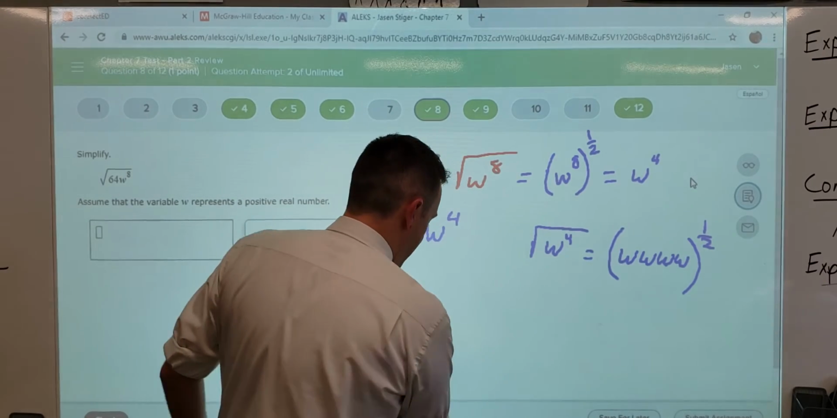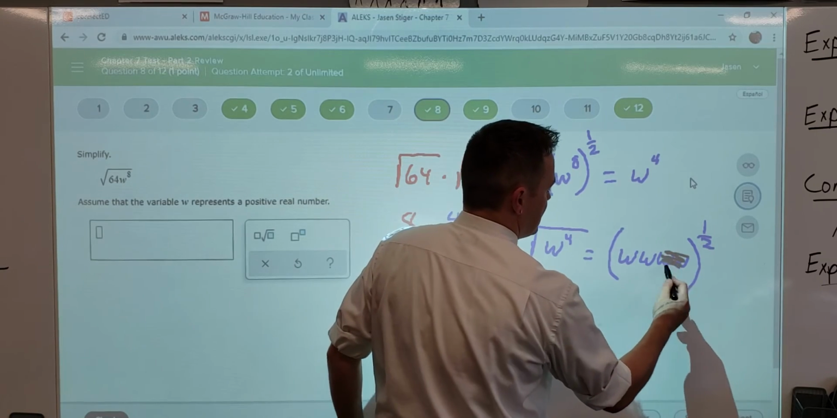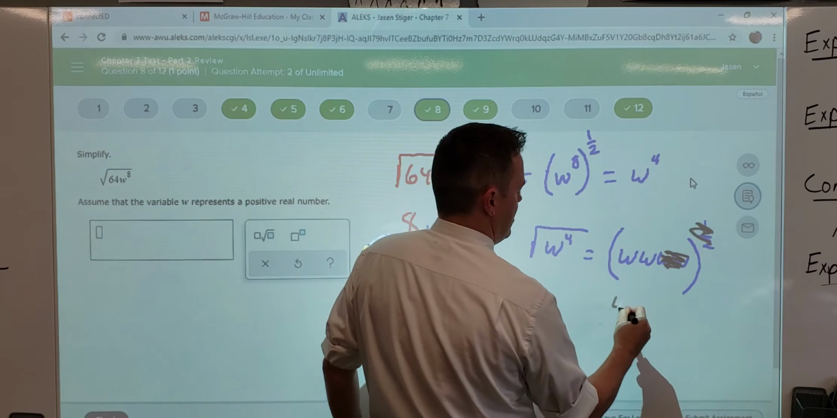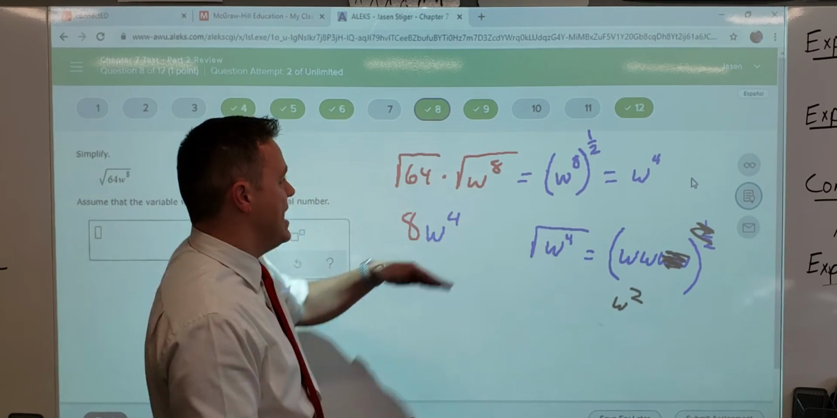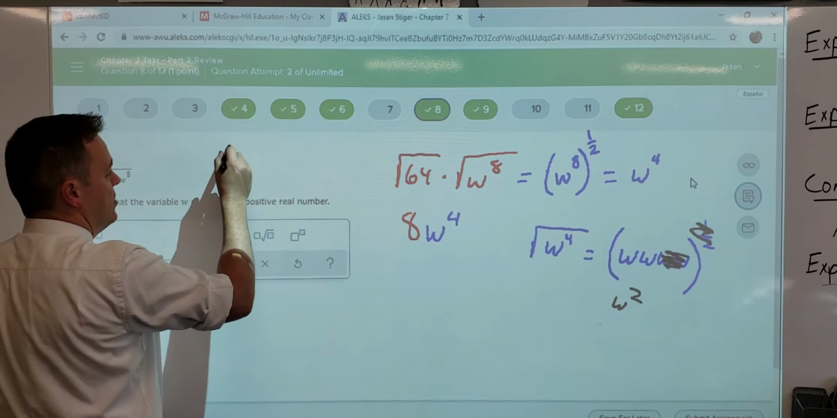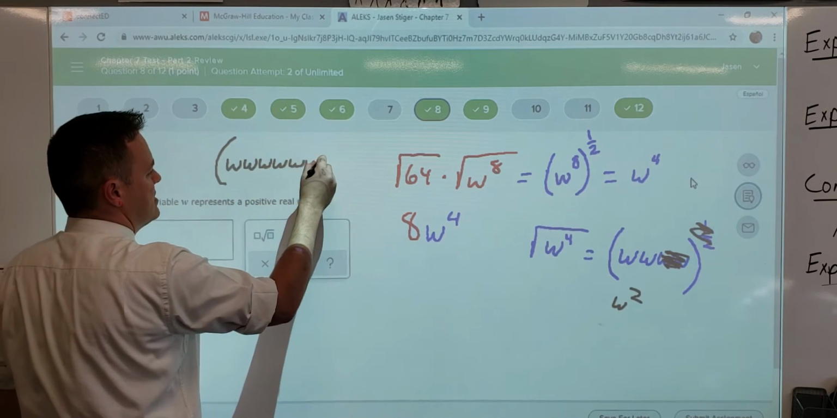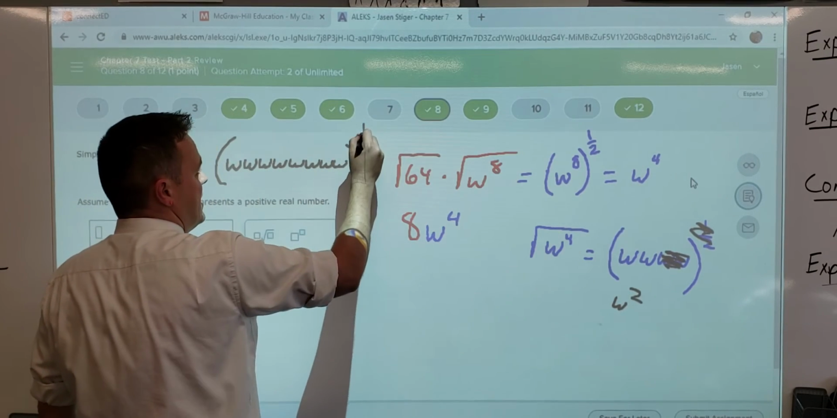Well, if I take half of the W's out of here, what am I taking out? I'm taking out 2 of them, because that's half of them. And what is left behind but W squared. Okay, so think of it like that. So W to the 8 means I would have, in brackets, 1, 2, 3, 4, 5, 6, 7, 8. And then it's a square root, so it would be to the half.